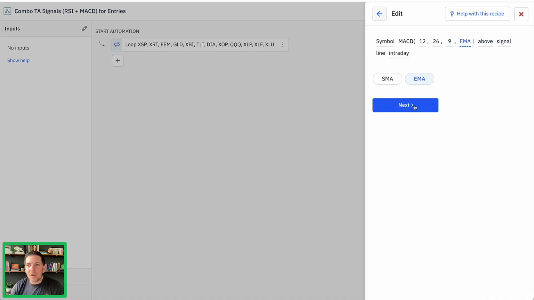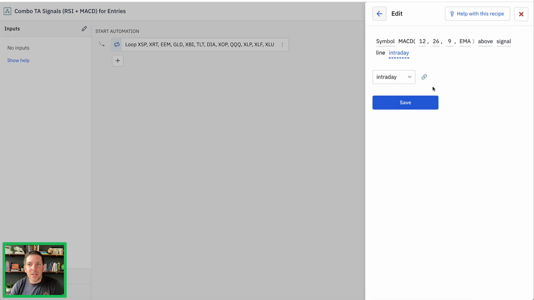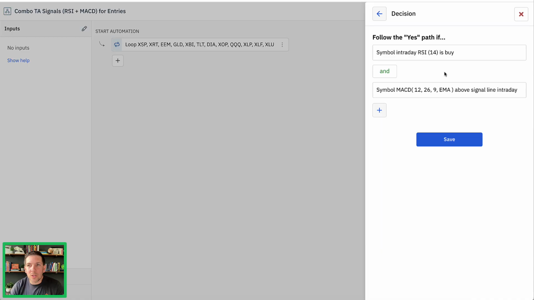The MACD is currently above the signal line. Now this would be your signal line that we showed you in the chart. So that would be your signal line, and it's currently above that signal line intraday. You could also check a day ago, 2 days ago, if you wanted to check historically. But this would be an easy one, which would be the MACD line is showing basically a buy signal, and RSI is at the same time also a buy signal.